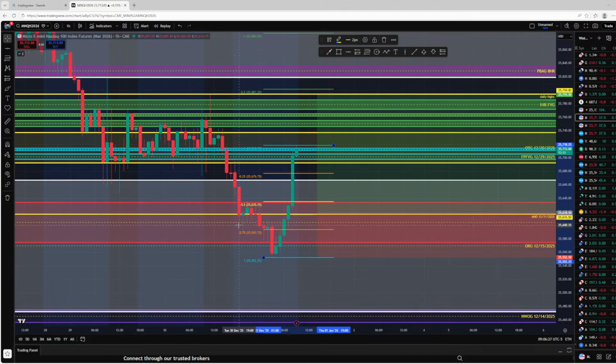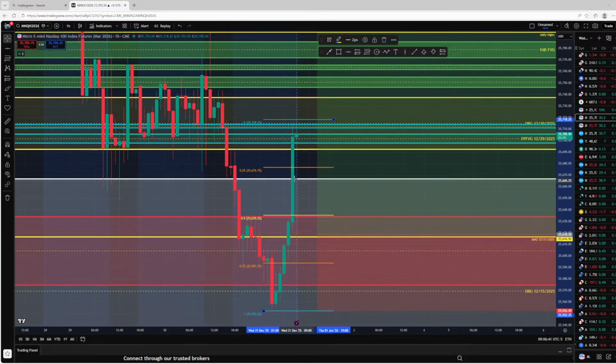But that's something that ICT really doesn't teach. That's something that I discovered on my own, doing my own research. So we have this inversion fair value gap, and a few different things that could pull price back down.